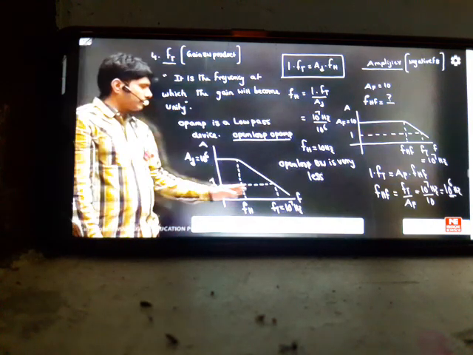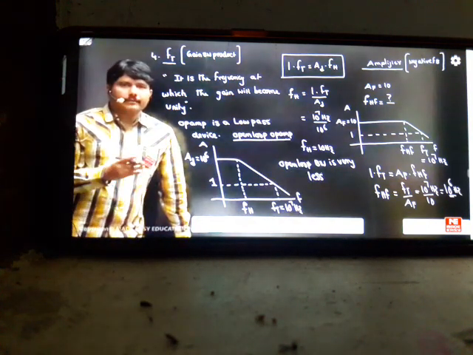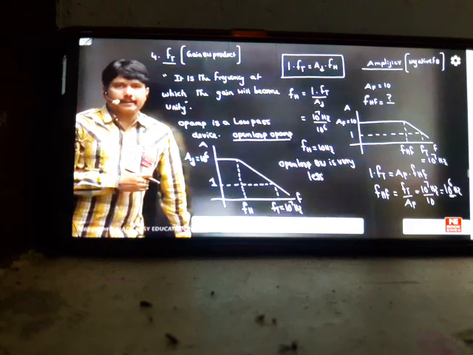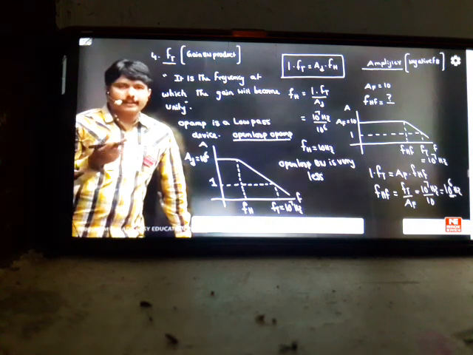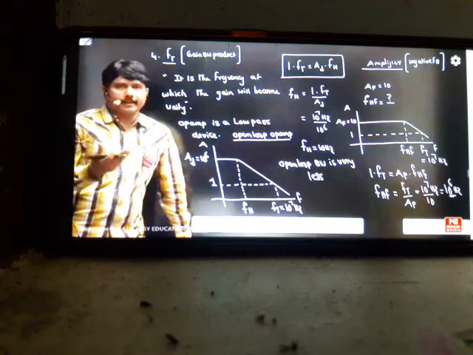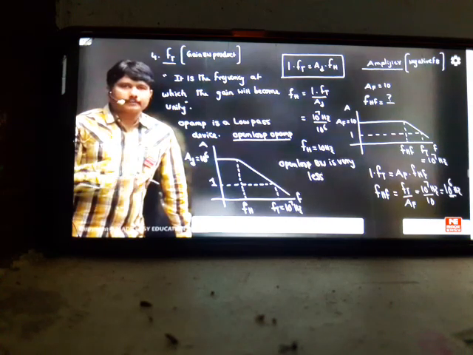In an open loop system the bandwidth is very small, but in a closed loop system the bandwidth is very high. So if you want to use op amps in a high speed category, don't go for open loop systems, go for closed loop systems. Whenever you're using negative feedback, they will definitely work at high speed because the bandwidth is very high. So the characteristics will change from open loop to closed loop systems.